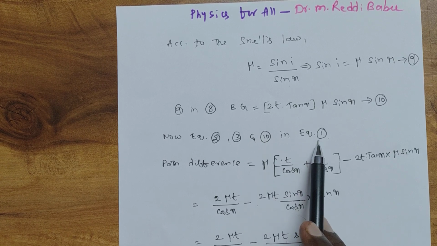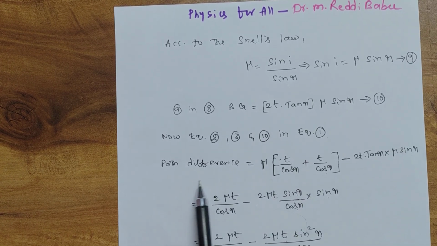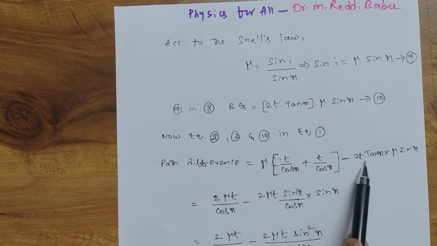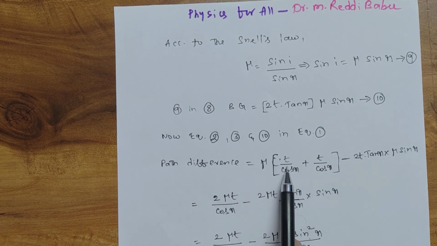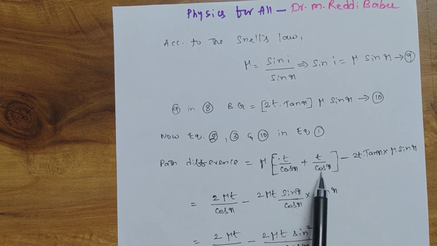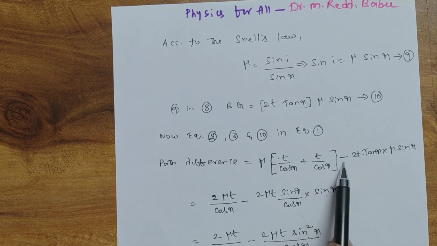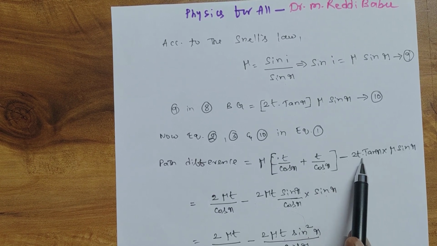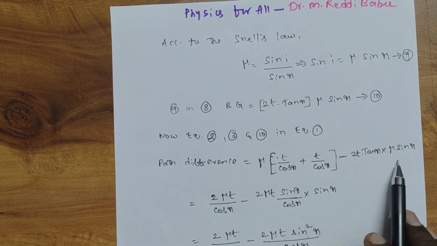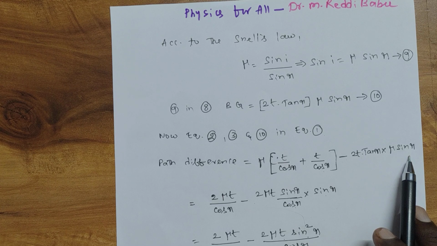In equation number 1, we can get path difference is equal to mu into BC plus CD minus BG. In place of BC, substituting the second equation, that is t divided by cos r, plus in place of CD, substitute the third equation, that is t divided by cos r, minus in the case of BG, substitute equation number 10, that is 2t into tan r into mu sin r.